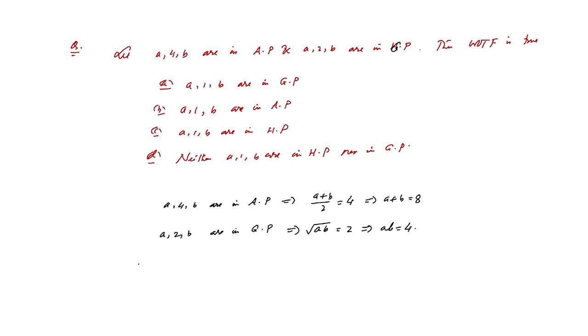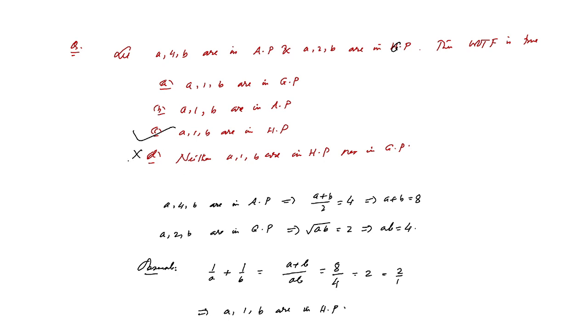So just one simple observation: 1 by A plus 1 by B equals A plus B by AB. So that means 8 by 4, which is 2, so we can write it as 2 by 1. That exactly means A, 1 and B are in harmonic progression. So option C is correct. All other options are false.